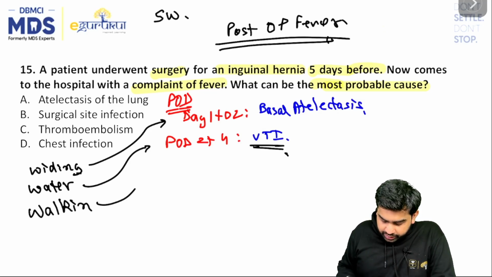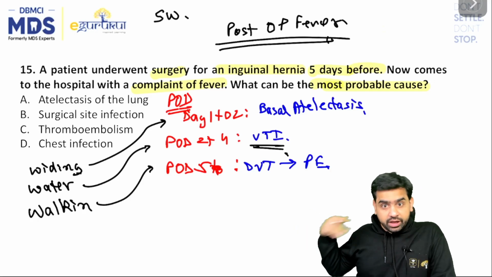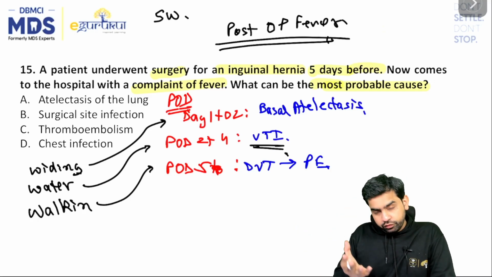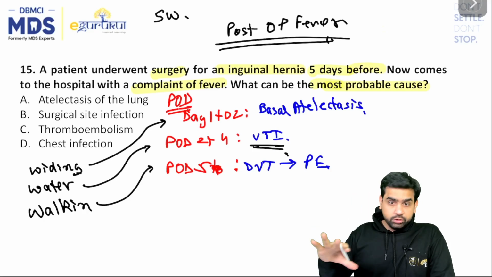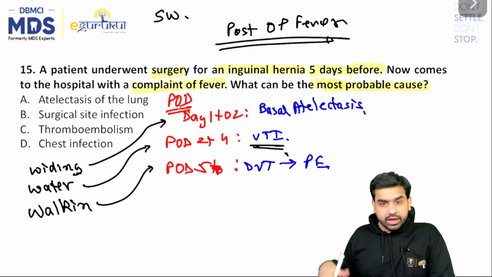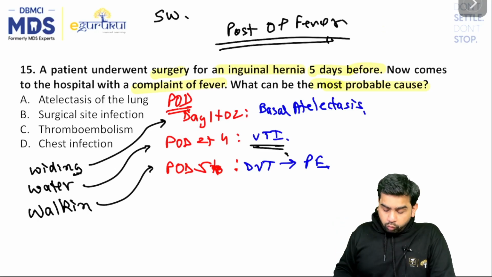Walking basically means that the patients might suffer from deep venous thrombosis and pulmonary thromboembolism. So post-operative day 5 is basically your deep venous thrombosis, which has led to your pulmonary embolism. So we saw one question, right? In this particular 15 questions only, we had one question where there was a patient with post-operative fever, swelling, and edema in the legs. What was the diagnosis? It was a DVT. So that is what is called walking.